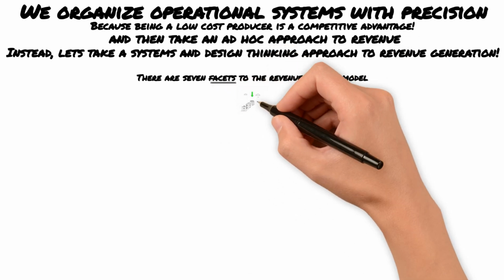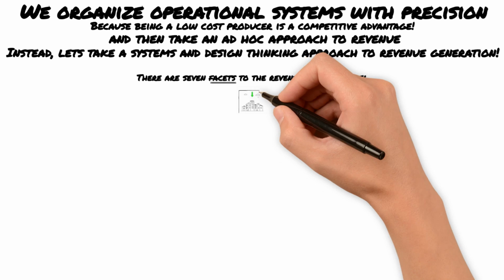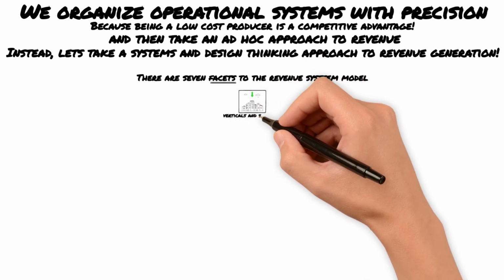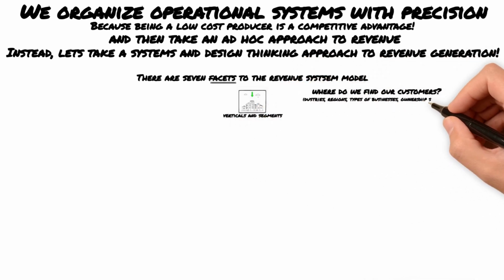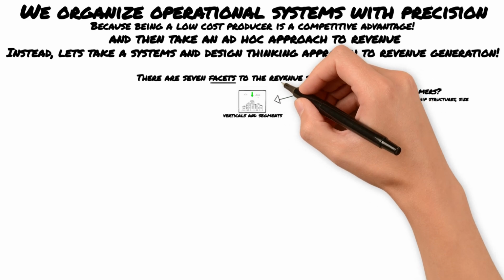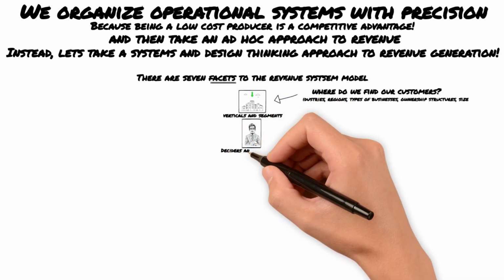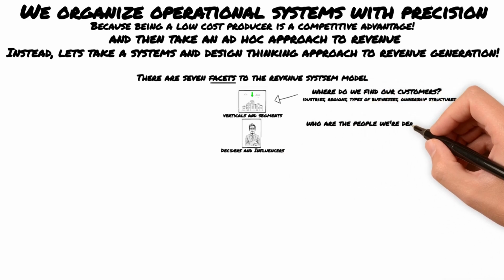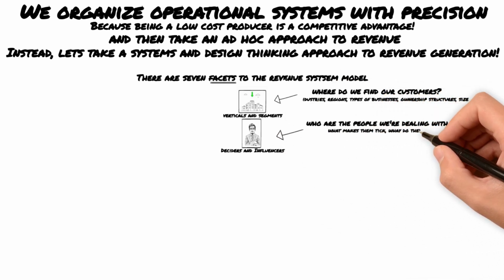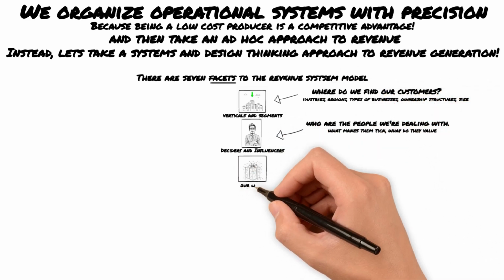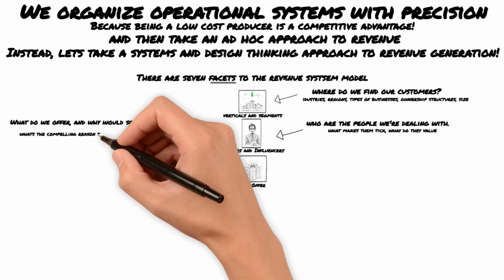The first is verticals and segments. Where do we find our customers? What are their industries, regions, types of businesses, ownership structures, etc.? The next facet is deciders and influencers. Who are the people? What makes them tick? What do they value? Then our offer. What do we offer, and why would someone buy it?